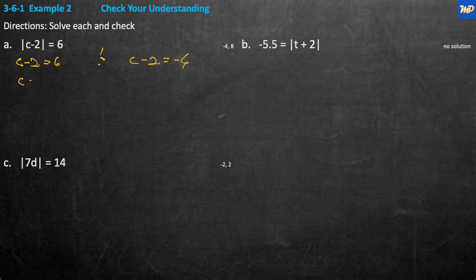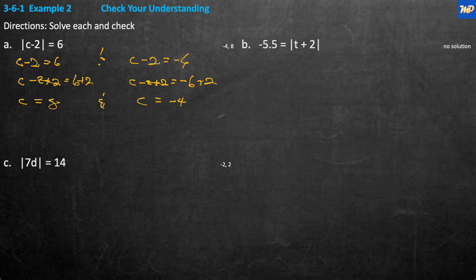So we're going to get c minus 2 plus 2 is equal to 6 plus 2. Over here on the right-hand side, we're going to get c minus 2 plus 2 is equal to negative 6 plus 2. And we're going to simplify this. We're going to get c, because these cancel. C is equal to 6 plus 2, which is 8. And on the other side, c, these cancel. C is going to be equal to negative 6 plus 2, which is negative 4. Okay, negative 4 and 8 are our two answers.